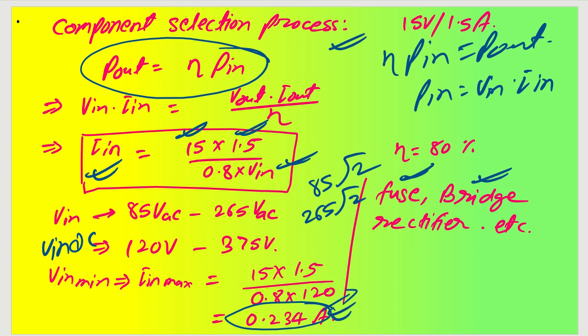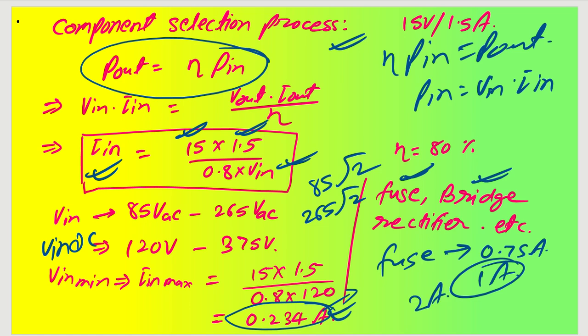on this. So let us say if you select a fuse of rating 0.234 ampere, it may fail. So you have to keep it either 2-3 times more. So let's say 0.75 ampere will do, or even 1 ampere will do. For simplicity, we will take a 2 ampere fuse or maybe a 1.6 ampere fuse. That will be more than enough.